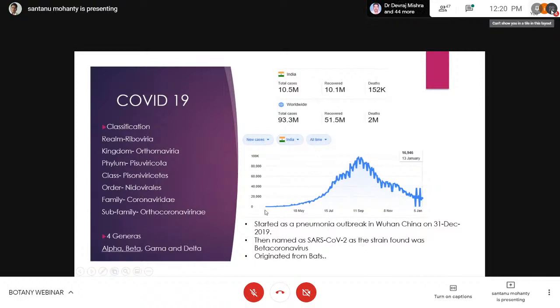And giving you one quick thing, there are 4 types of coronavirus: alpha, beta, gamma, and delta. Basically, the alpha and beta infect mammals, and gamma and delta affect birds. And this coronavirus is in the beta coronavirus category.